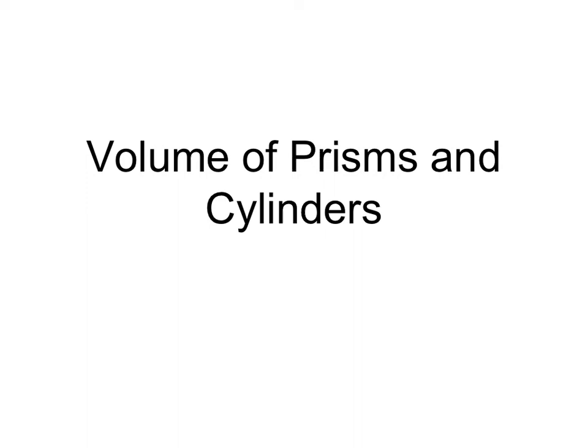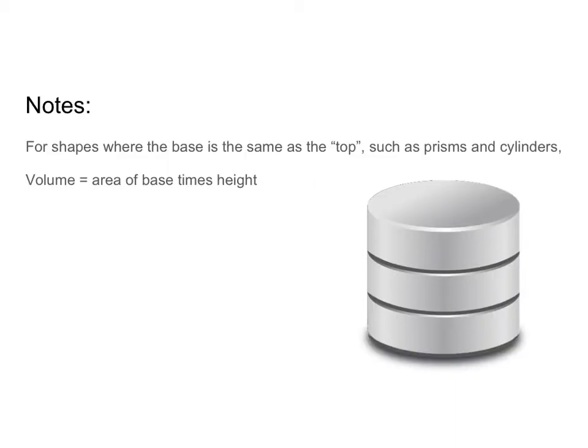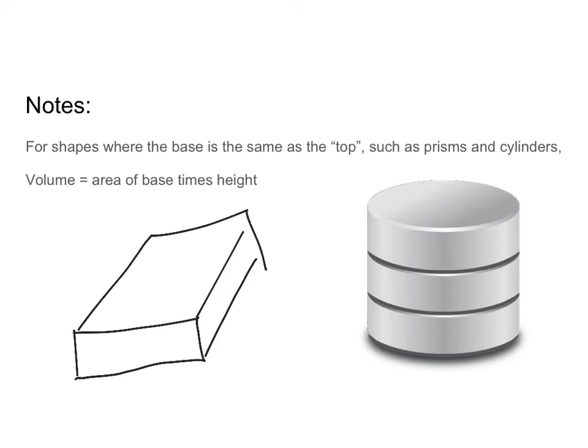In this video, you will learn how to find the volume of prisms and cylinders. So you already know how to find the volume of a rectangular prism. You find the area of the rectangular base, and then you multiply it by the height of that prism. So if the base is 5 by 3 and the height is 20, then you do 15 times 20. This process works the same way for other shapes too.